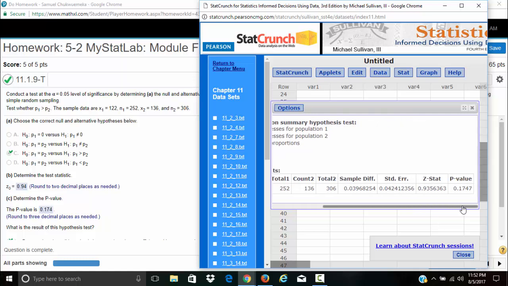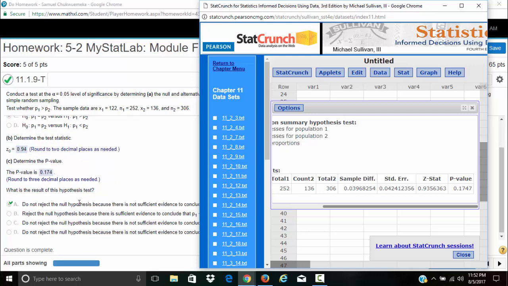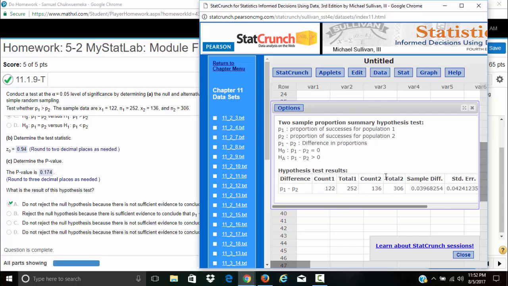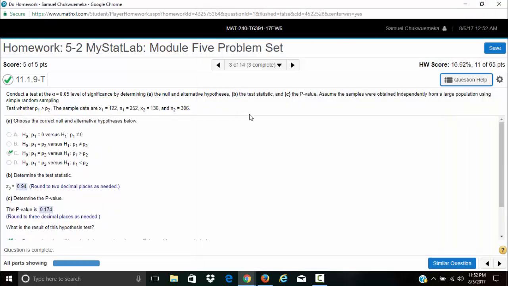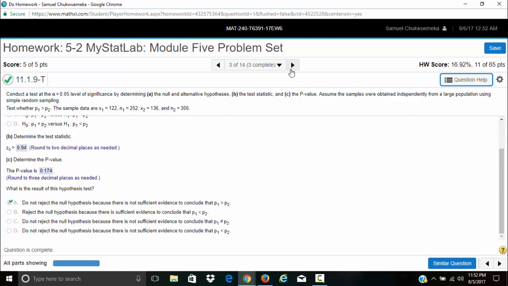And when you do that, you see that the test statistic is 0.94. That was what we got. And then the p-value is 0.174. I know here you can use 0.175; if you put 0.175, it will still grade it right. Okay, so that is how you do this with StatCrunch. Next question.